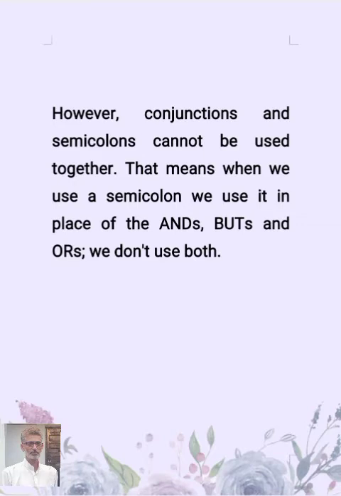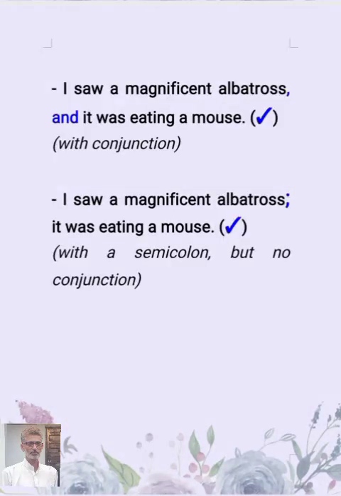We don't use both. For example, I saw a magnificent albatross and it was eating a mouse. This sentence has two clauses and the two clauses are joined by the conjunction and. But this sentence can also be written without the conjunction, the conjunction being replaced by the semicolon. I saw a magnificent albatross; it was eating a mouse. This is without the conjunction; the conjunction is replaced by a semicolon between the two clauses.